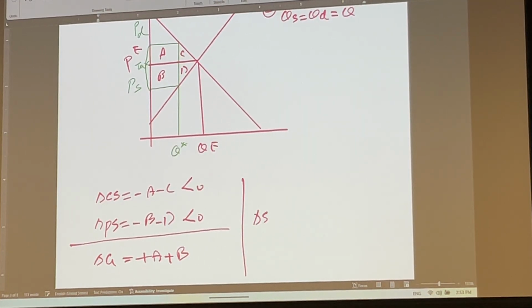But in the process, C and D is lost. C and D is gone, right? Nobody gets it. Excise tax is not efficient. It leads to a lower production, lower consumption, and lower GDP. That's what it says. Right?